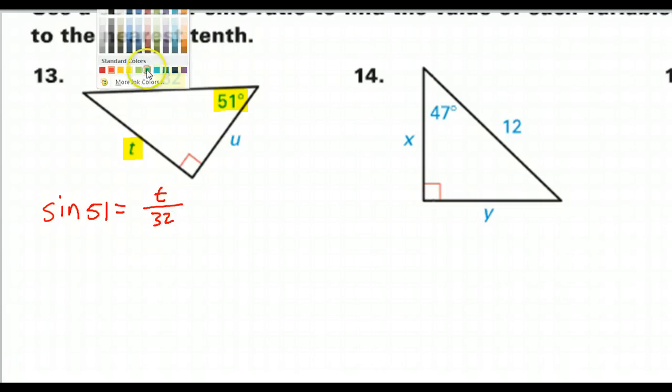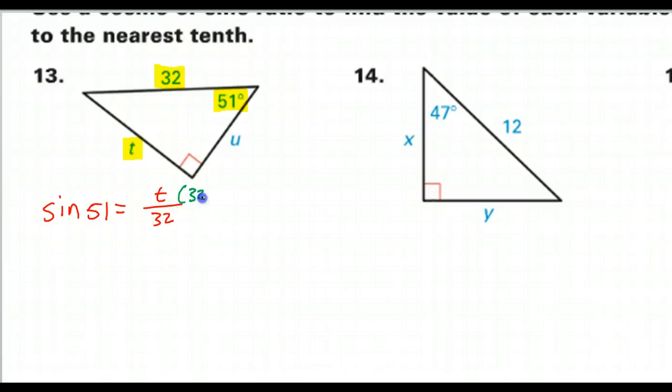To solve this, I will just multiply both sides by 32. All right, those cancel out. So that leaves me with t equals 32 sine 51, which is 24.9. Okay, so that's t.